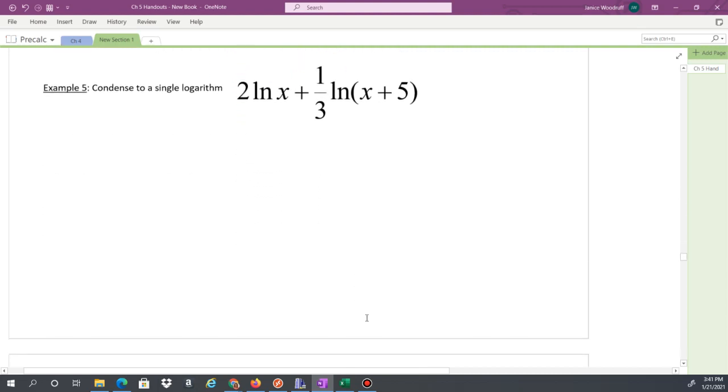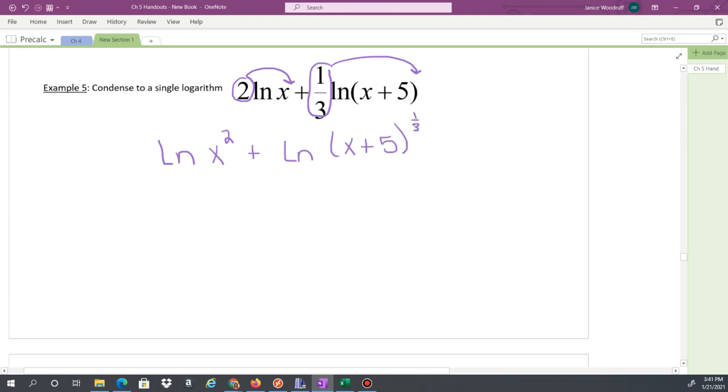All right, example 5, you have numbers in front of your logarithm. So you're going to start with those numbers and you're going to apply the power rule. So this is going to go to the x as an exponent. So it's going to become natural log x squared. This is going to go to the x plus 5 as an exponent. So that's going to become natural log x plus 5 to the 1/3.